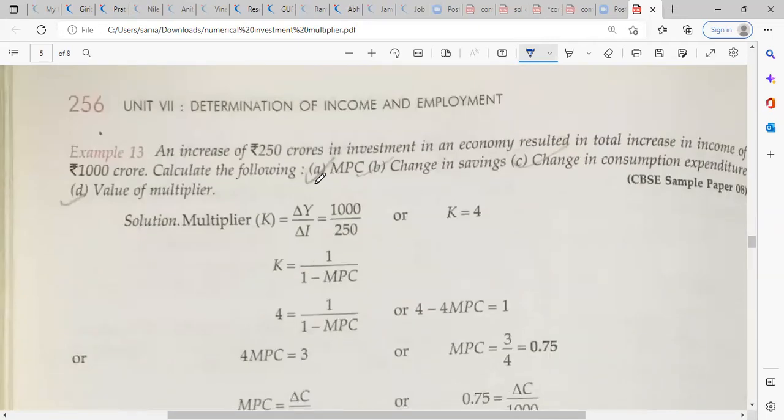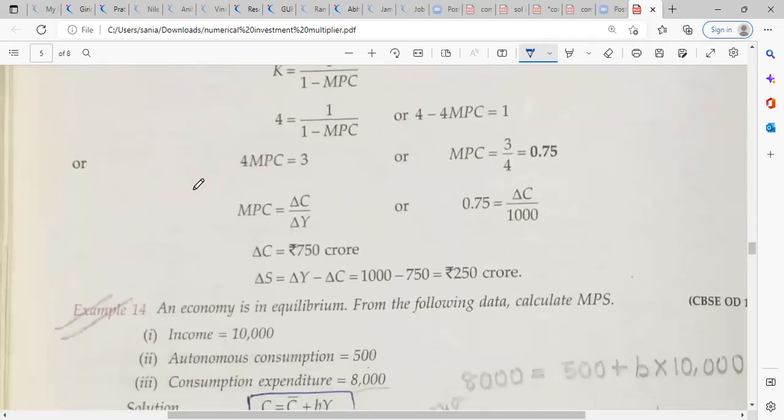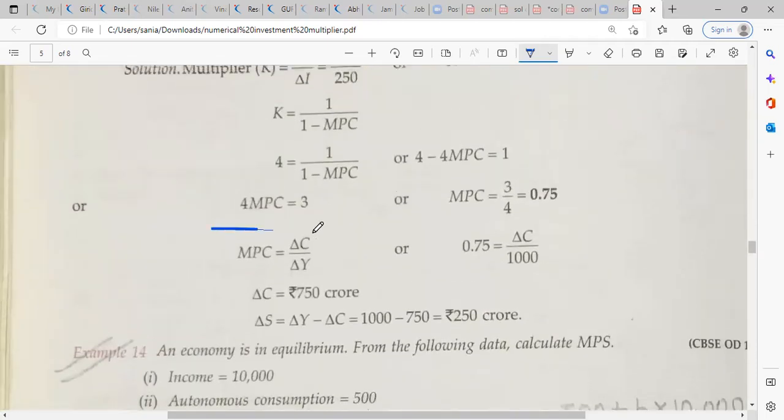See, first of all, calculating MPC is very easy. You have everything. But now here, change in savings is given. You can also find change in consumption expenditure, that is, they are asking you for delta C, and the value of multiplier. So I'm giving you two more formulas today. One is MPC. How do you calculate MPC? This is the formula: delta C divided by delta Y, right?